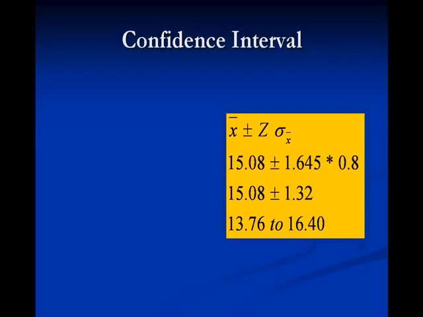Then the confidence interval approach, take the statistic, x bar, plus or minus the confidence coefficient, which in this case is a z, times the standard error. We're doing, I think it was, a 90% confidence interval in this case, 1.645 times 0.8. So that goes from 13.76 to 16.4. Remember that we have to evaluate confidence intervals by looking at the entire interval.